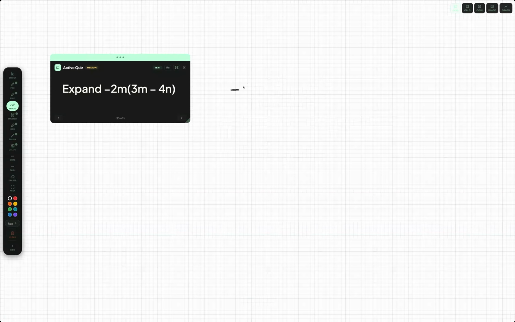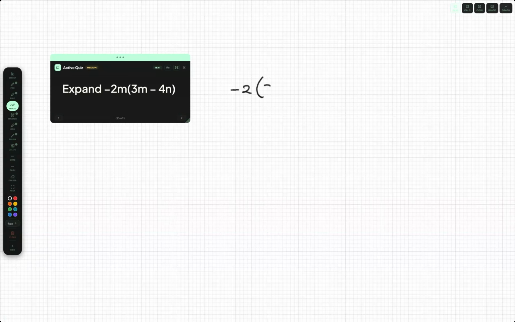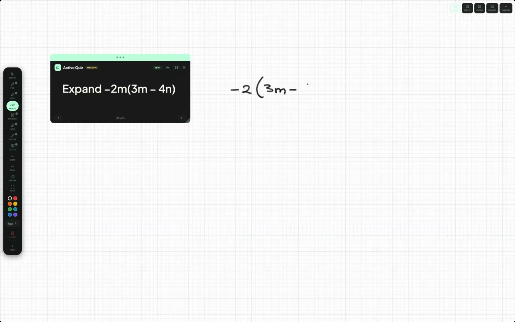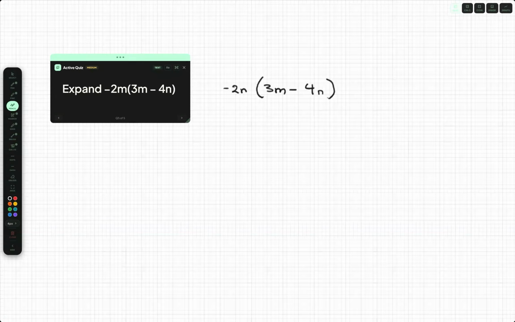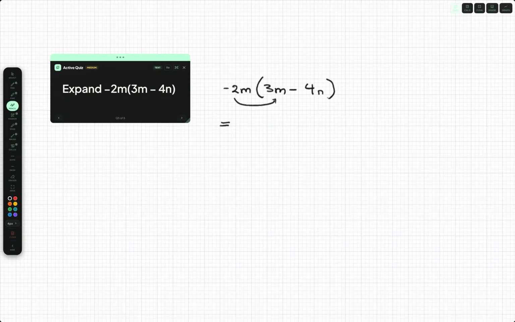Alright, here's our last one. Minus 2 times 3m minus 4n. Minus 2m rather. Okay, so we're going to do our same thing with our arrows. Again, you do not have to do this. It's just something you do at the start when you're learning. So minus 2m times 3m plus minus 2m times -4n.